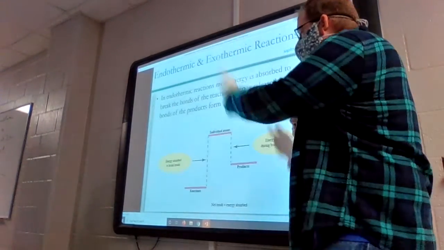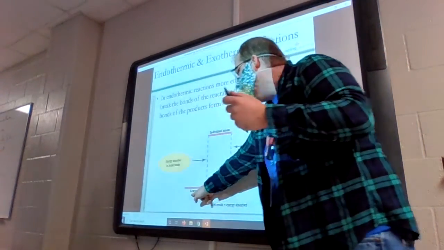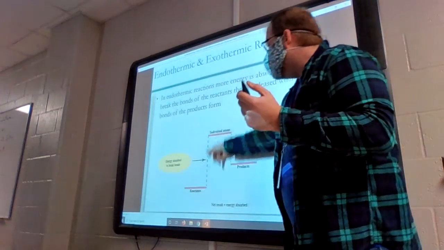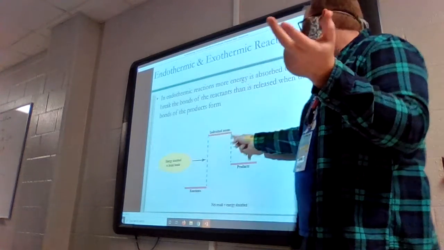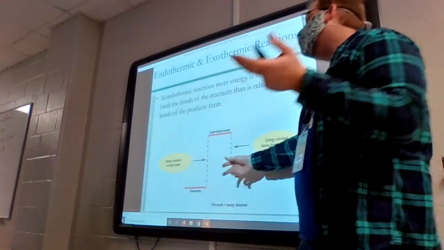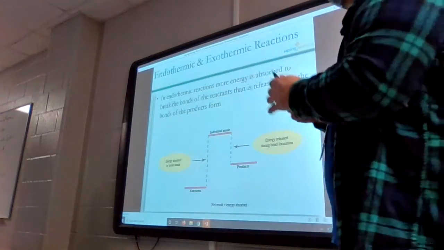So that's the exothermic one. Here's the endothermic one. You can see again, our energy is going up. We put more into breaking the bonds than we get out of making our new ones. And so we are putting energy in overall as a total.